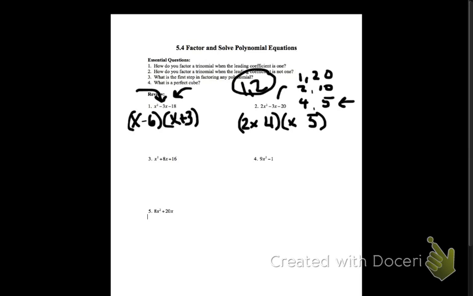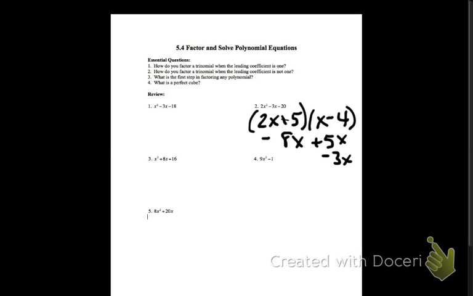I notice that my back sign is negative, which means one number has to be negative and one number has to be positive in order for me to get that subtraction sign in the back. All I have to do when I guess and check is check my outer plus my inner. So if I go ahead and check my outer, that gives me negative 10x. My inner gives me positive 4x. They have to combine to give me my middle term of negative 3x. In this case, it does not work.